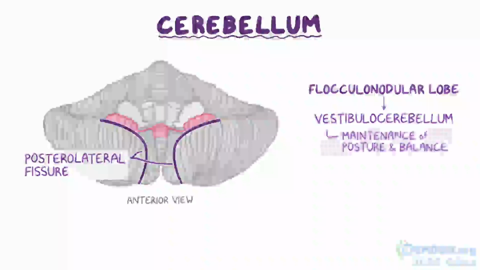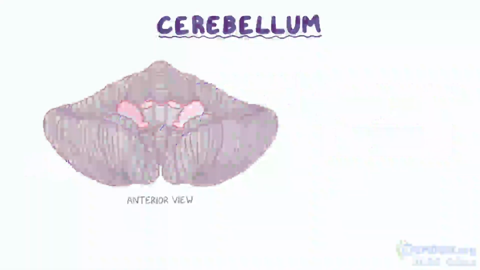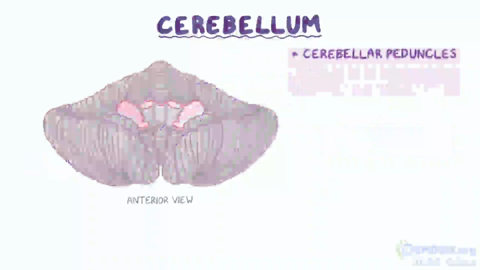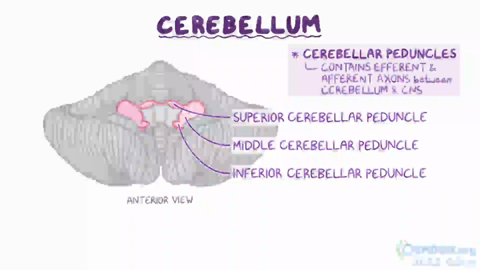The flocculonodular lobe is named such because it contains a central part of the vermis called the nodule, as well as two lateral flocculi. If we continue to view the cerebellum from the anterior aspect, we can see bundles of dense white matter that attach the cerebellum to the brainstem. These white matter stalks are called cerebellar peduncles and consist of superior, middle, and inferior divisions. They contain efferent and afferent axons that signal back and forth between the cerebellum and the central nervous system.